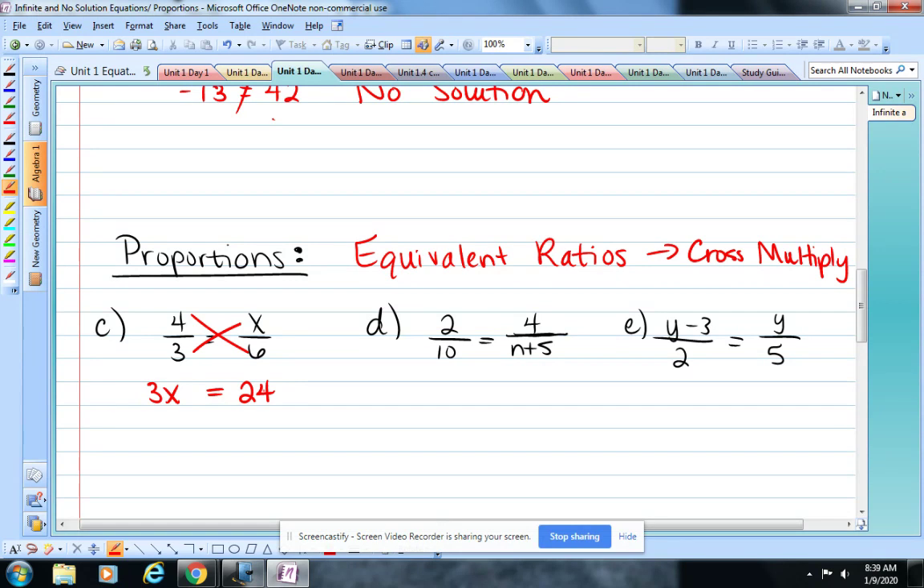All right, so now what? Divide by 3. And x equals what? Somebody needs to learn times tables.